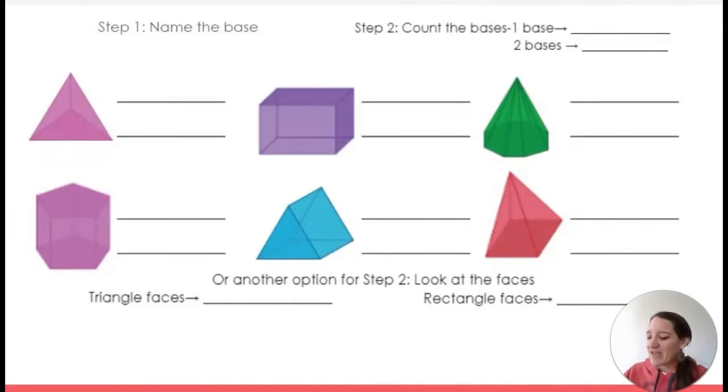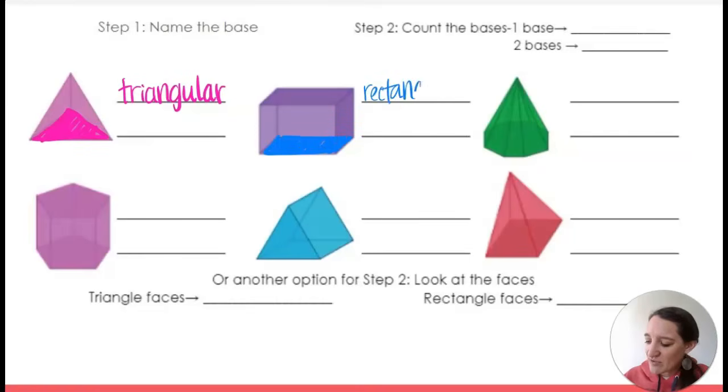Let's name the base. If we look right here, that base is a triangle, isn't it? So we got to make it sound cool though. We're going to call it a triangular something. Okay, if we look at these bases, that is definitely a rectangle. So we're going to make it sound cool and call it a rectangular something.